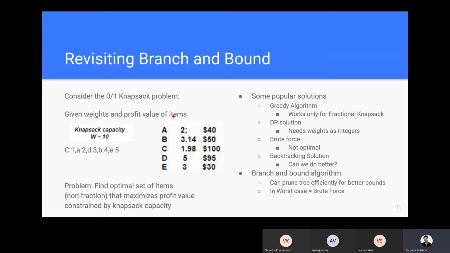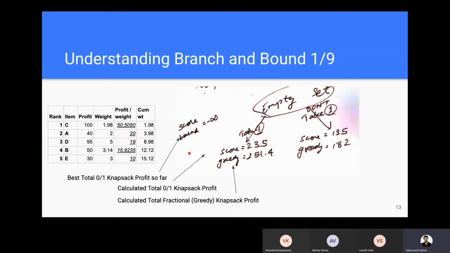Now there are 2 variations of that. The first variation is where you are allowed fractional values. Let's say we are just trying to add up the weights of these items. We can see that the totals are 1.98, 3.98, 8.98. So maybe we can successfully take items C, A, D, but we cannot take B, because taking B makes the total weight 12.12 kgs, and our bag can only carry a capacity of 10 kg.